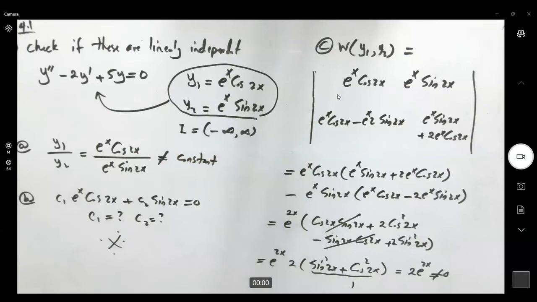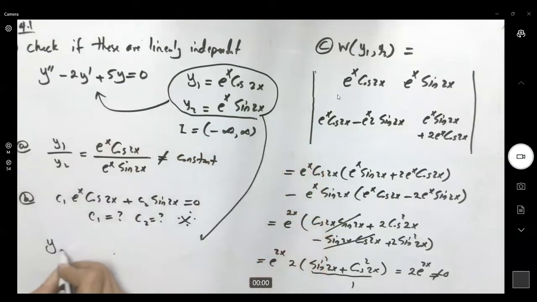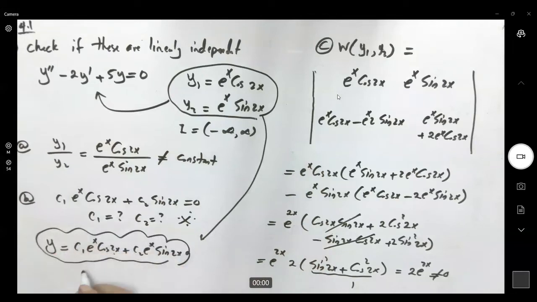What's the meaning of that? It means that any general solution can be written as C1 e to the x cosine 2x plus C2 e to the x sine 2x. That is the general solution on negative infinity to positive infinity.